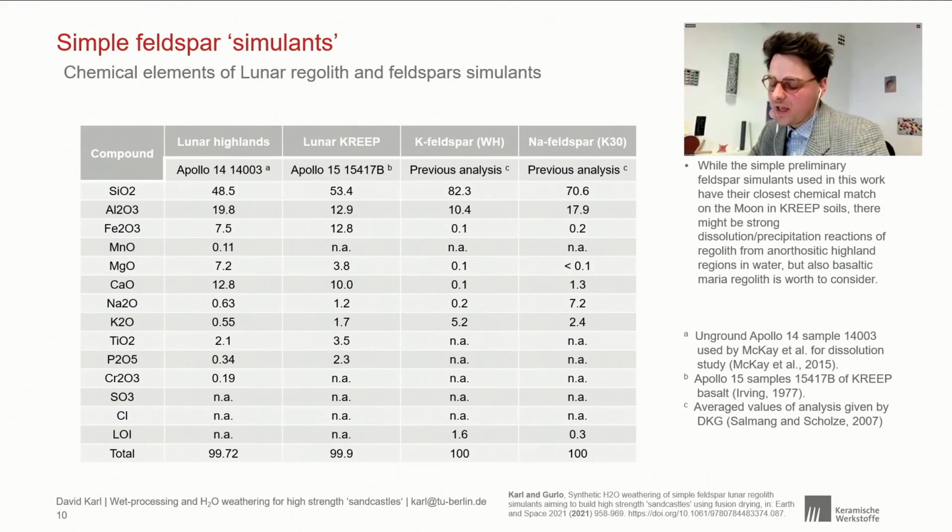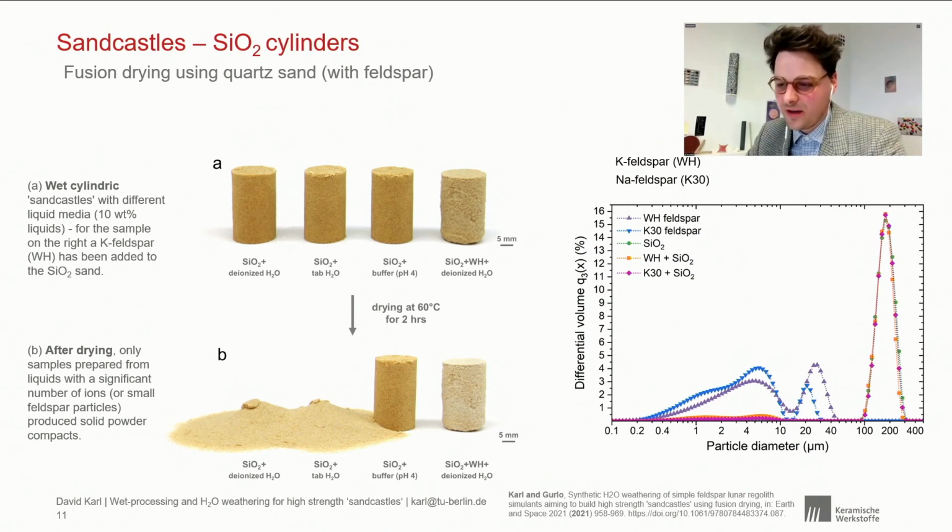And because this was really just a weekend idea, I went to the lab and used some very simple lunar simulants. This is basically some typical ceramic feldspar, which you will now see in this presentation. VH, it's called, is a potassium feldspar, and K30 is a sodium feldspar, and these are really not good lunar simulants, yeah? Just so you know, we're aware of this. But we used them anyway because it was such a nice idea to try over the weekend.